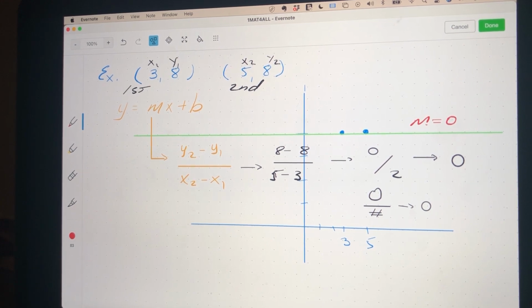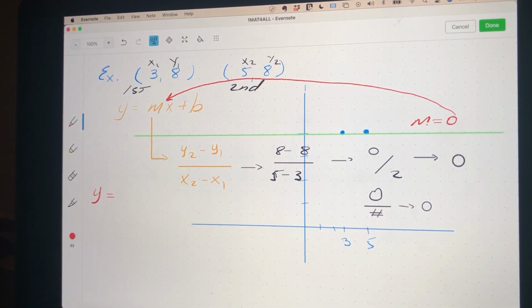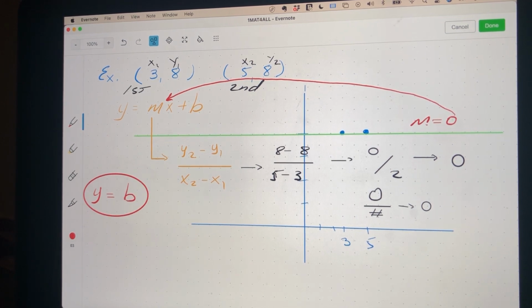The second fact that is always going to be true is the equation. Once I plug in this 0, that means 0 times x is actually 0. So my equation becomes y equals 0 plus b, or just b. So this is the form of the equation.